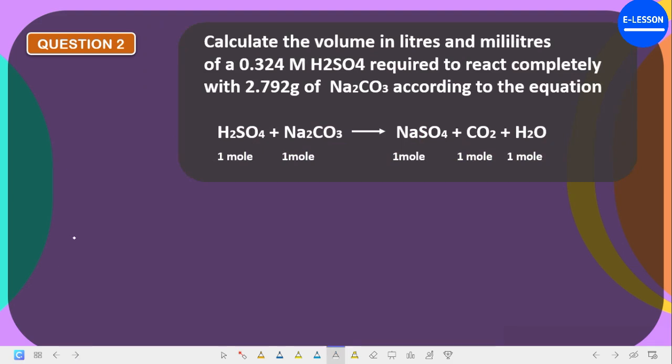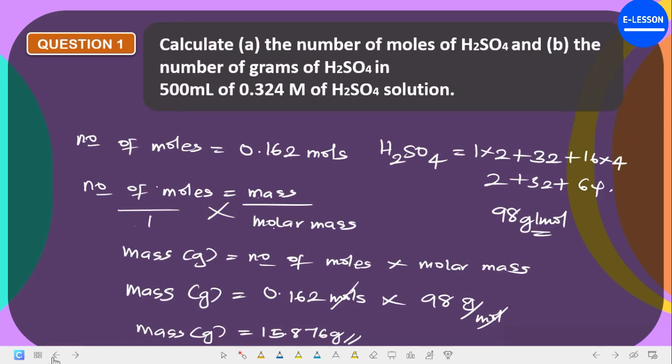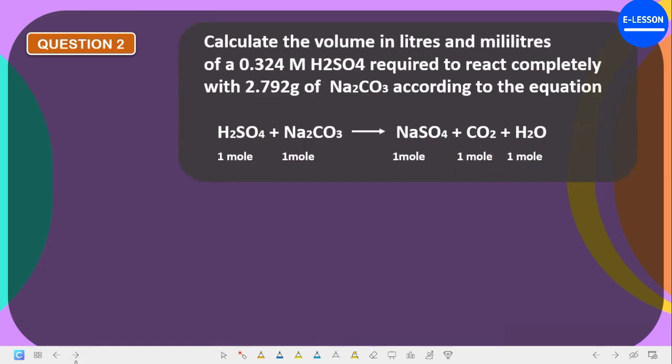The next question says calculate the volumes in liters and in milliliters of a 0.324 molar H2SO4 required to completely react with 2.792 gram of sodium trioxocarbonate according to the equation. Now the equation given to you is this. Now how do we calculate the volume in liters and milliliters? The question says according to the equation, so we must take cognizance of the equation. Now how many moles of H2SO4?